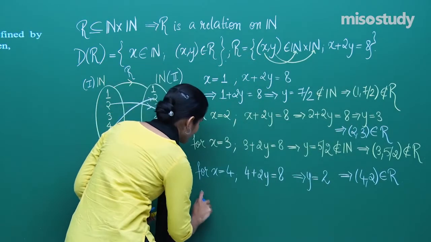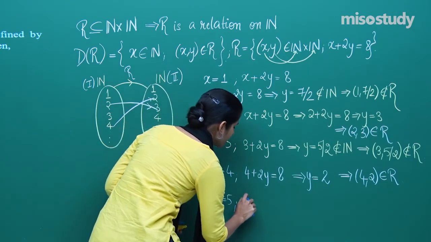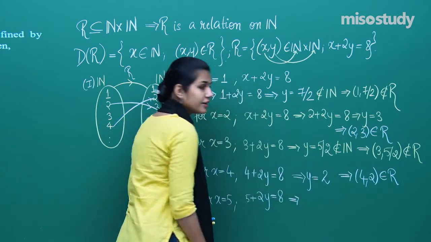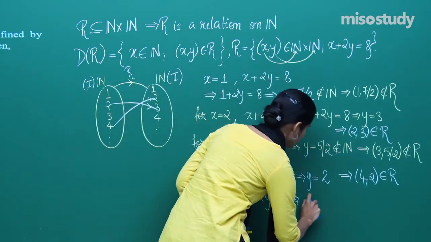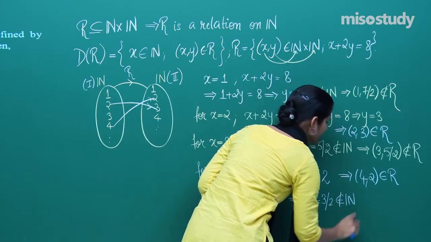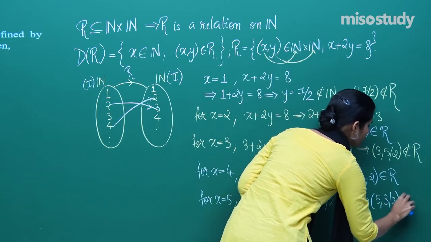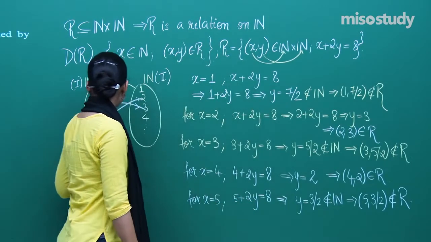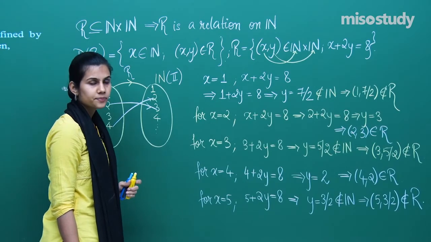If I start with x equals 5, you have 5 plus 2y equals 8. 8 minus 5 makes it 3, and y turns out to be 3 by 2. Again not belonging to N, which implies 5 comma 3 by 2 does not belong to R, and that also means 5 is not related to any of the terms in this set.